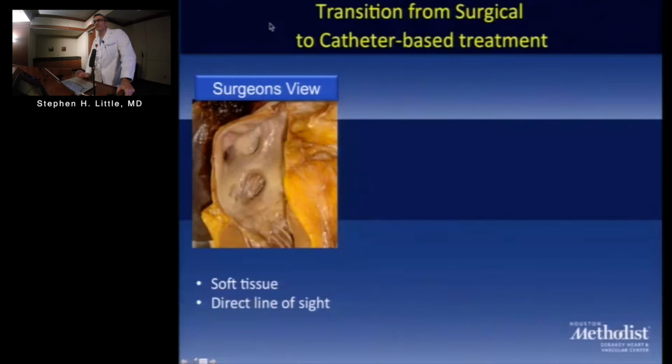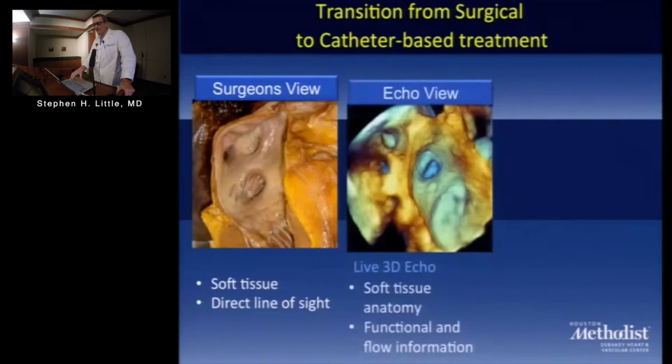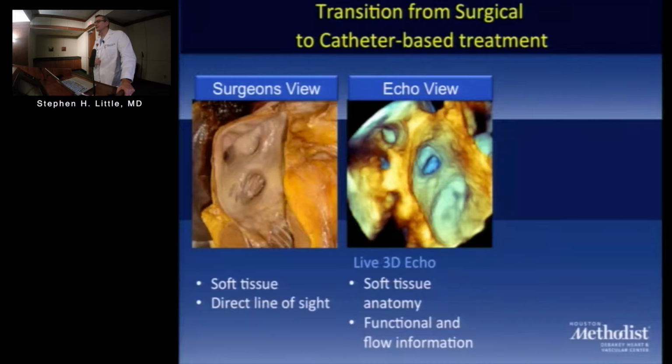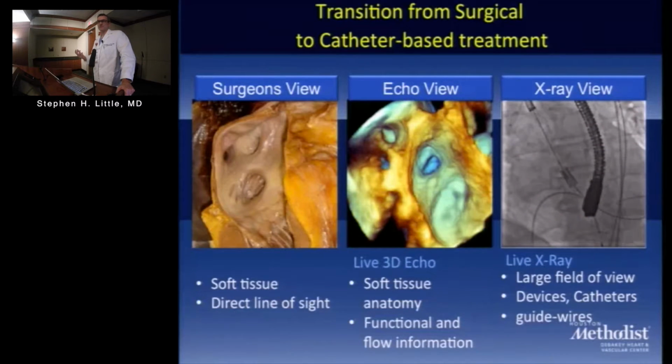So in terms of 3D TEE and procedures, there's an evolution. The surgeon gets the advantage of soft tissue and direct line of sight. Echo gives you soft tissue anatomy, function, and flow information. And fluoro brings in devices, because even with echo, some of the devices and guide wires, if they're covered with a hydrophilic coating, are almost invisible to echo. So X-ray still has importance; it gives you a very large field of view. It shows you the relationship with catheters, devices, and wires, which are sometimes very tough to see by echo.